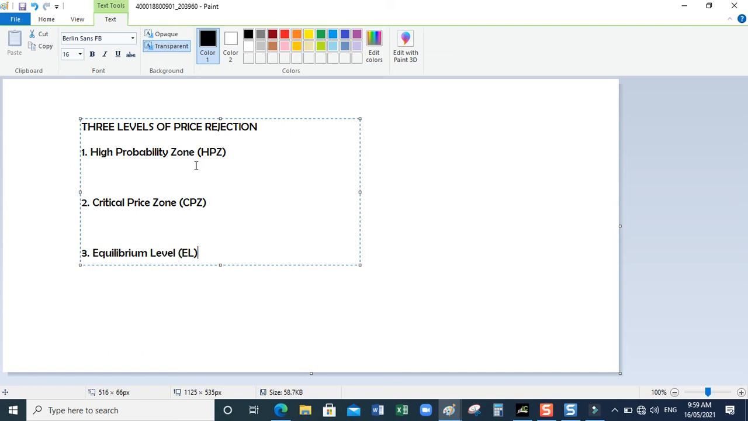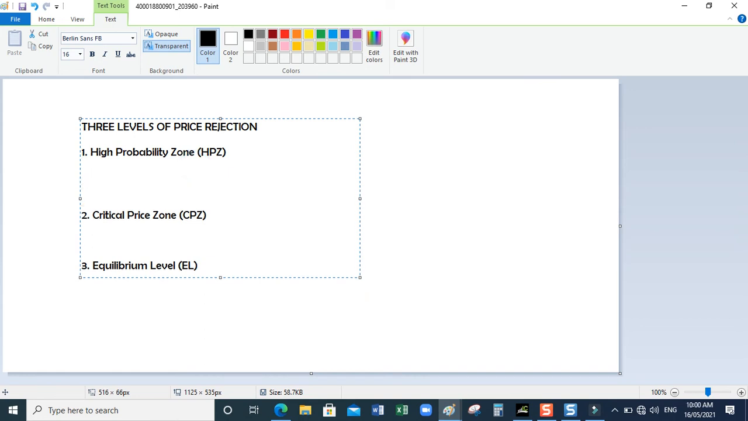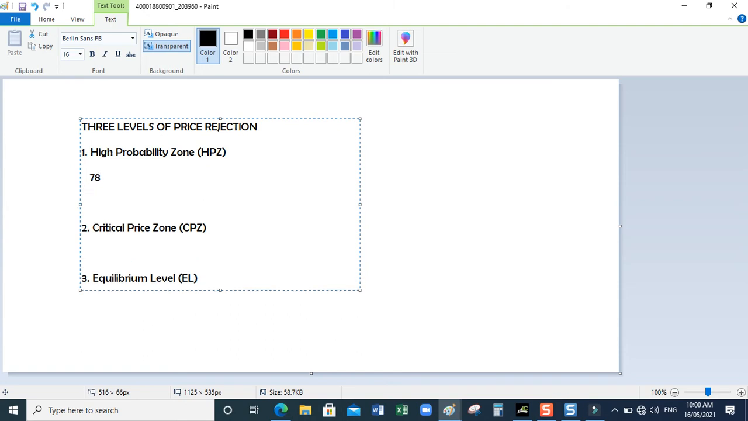Yeah. So under the high probability zone, we have these ratios usually respected by price. We have this ratio of 78, then we have 89. Then under this we have 62.0. Then under the equilibrium, which is the midpoint, we have 50.